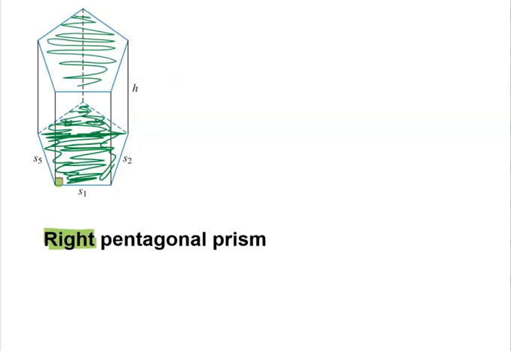What would the net for this thing look like? Well, if we were trying to write the formula for this, and then I'll show you the net, we would have the area of the two bases, right? And then we would add the lateral area. Remember, we talked about what that means just a minute ago.